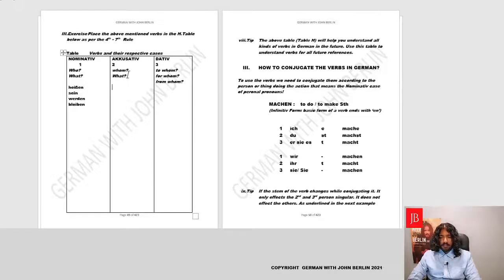And what are the accusative verbs? Basically, accusative verbs are based on verbs which require 2 cases to make a sentence. For example, I meet you online. So the question is who meets whom? It requires who, that is the person who's meeting, and whom the person meets. So basically a verb like to meet will be an accusative verb. It requires 2 elements, 2 cases. So what is the verb to meet? It's treffen. So I have written treffen here.